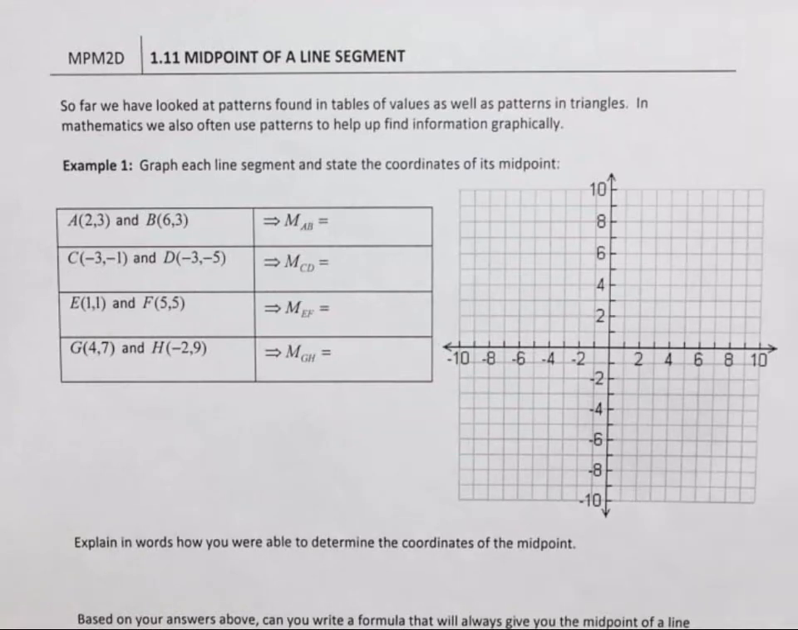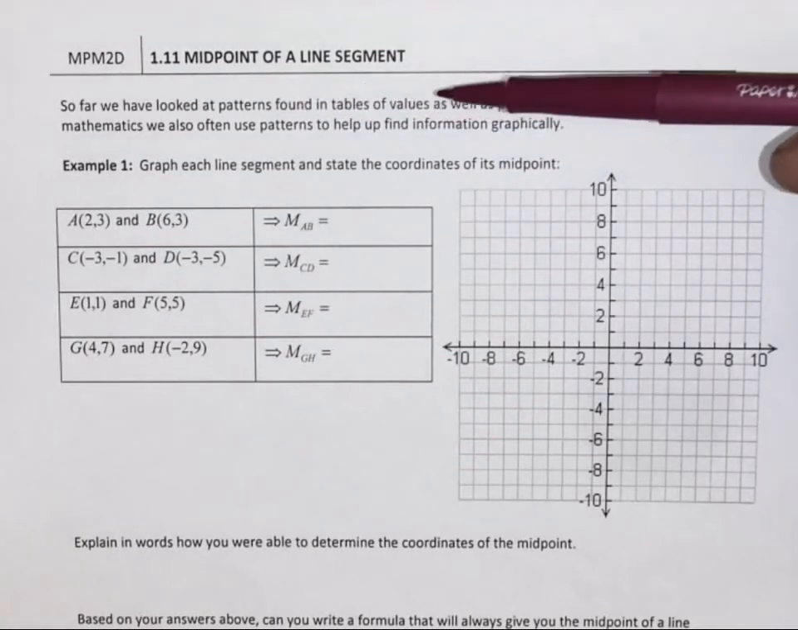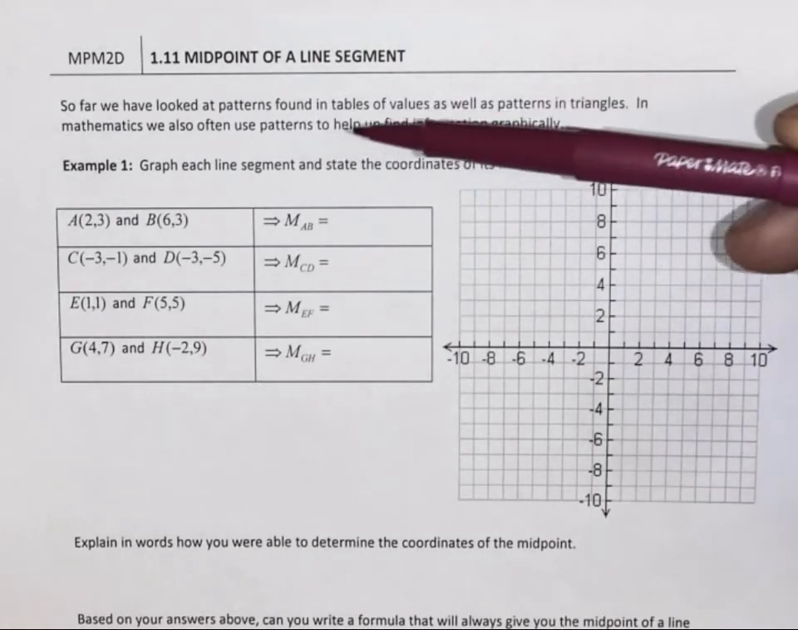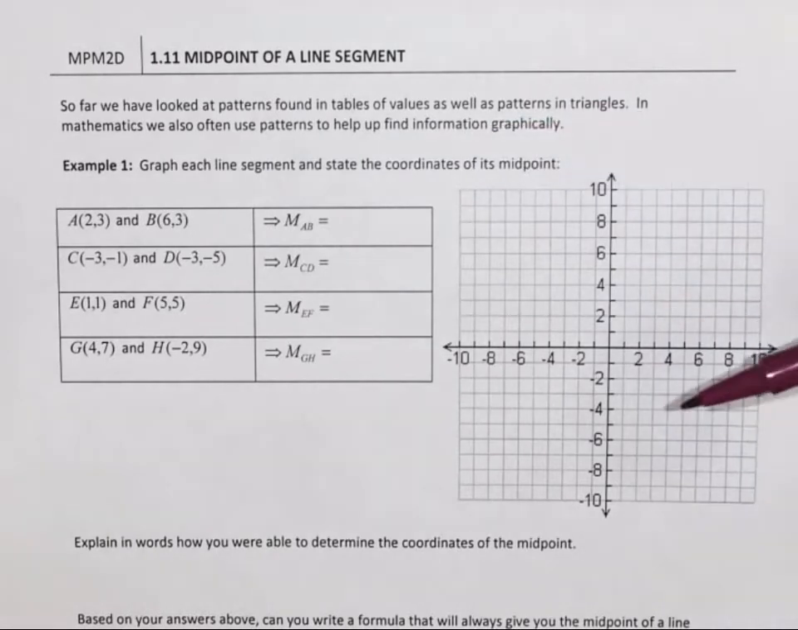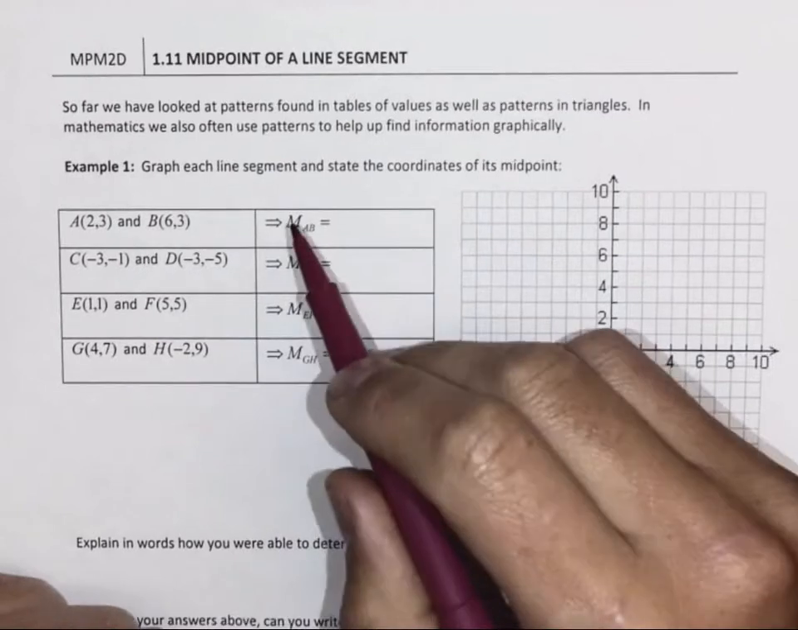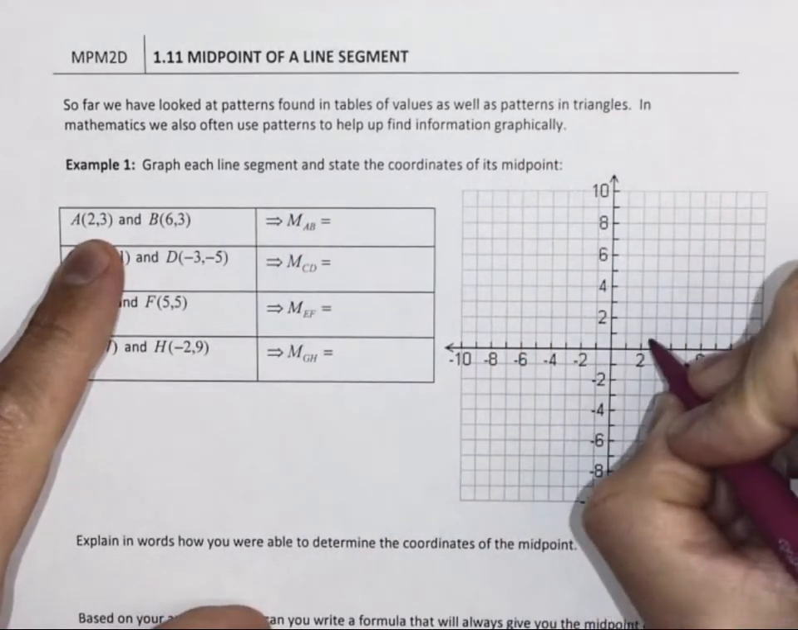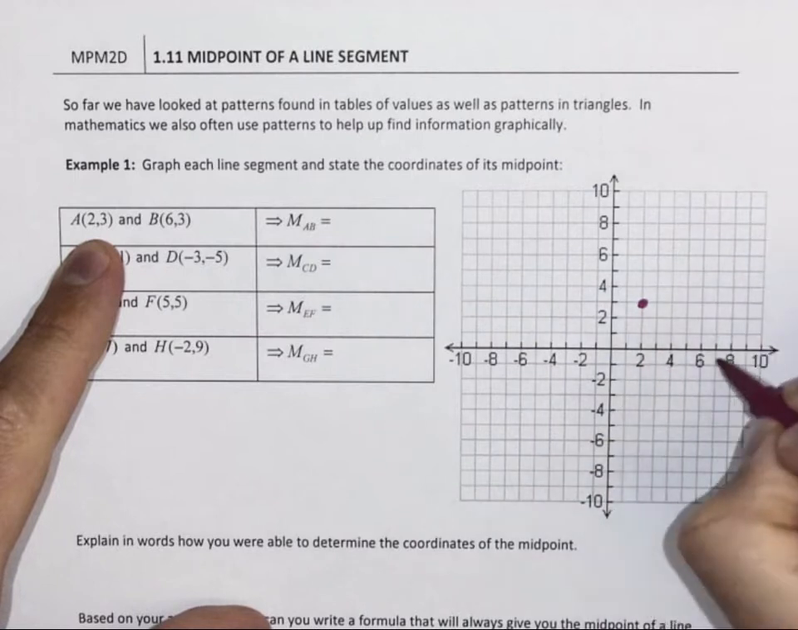Okay, so far we found some patterns in table of values, as well as patterns in triangles, and used those. In math, we often use patterns to help us find information graphically. So let's graph each line segment, state the coordinates of its midpoint, and that midpoint is that big M. So (2, 3), (2, 3), and (6, 3).